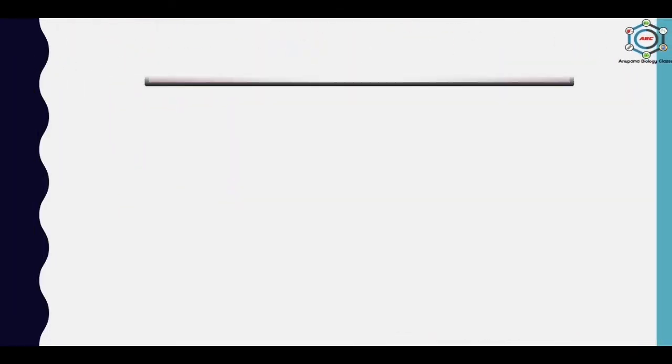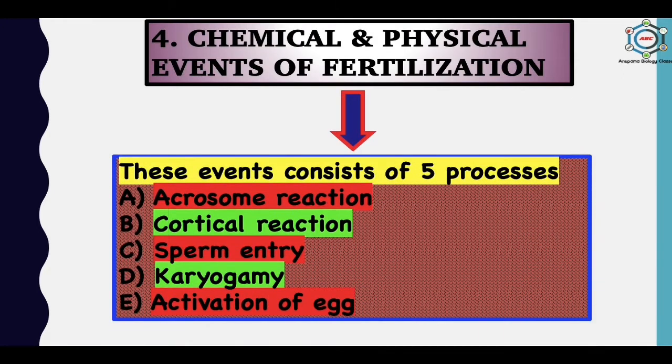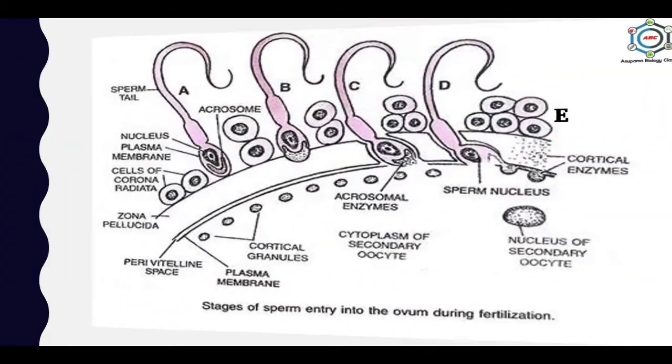Now the chemical and physical events of fertilization, in which there are 5 processes. First is the acrosome reaction, then the cortical reaction, then sperm entry, then karyogamy, then activation of the egg.